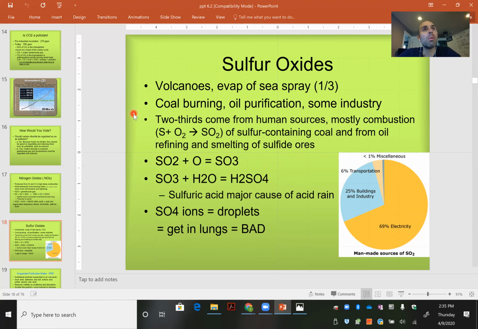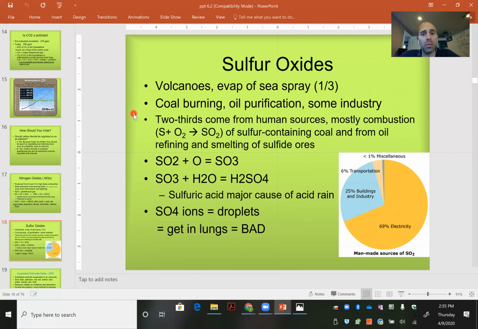sulfur-containing coal. When everybody says, oh, it's clean coal, what that means is it is low sulfur-containing coal. The reason we want to look for low sulfur-containing coal is to reduce the amount of sulfur oxides, that sulfur dioxide, that we're putting into the atmosphere.